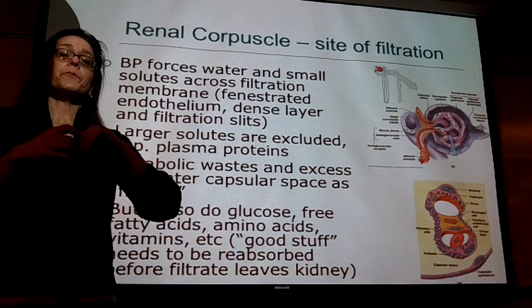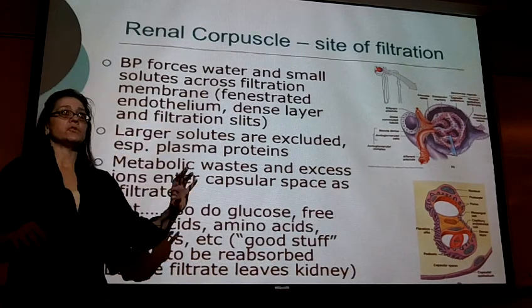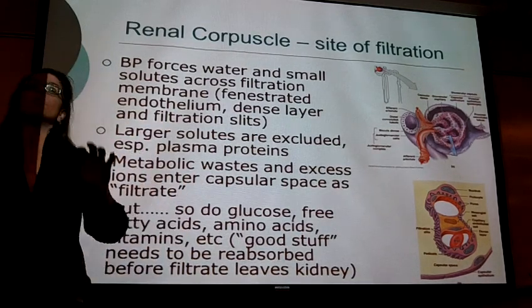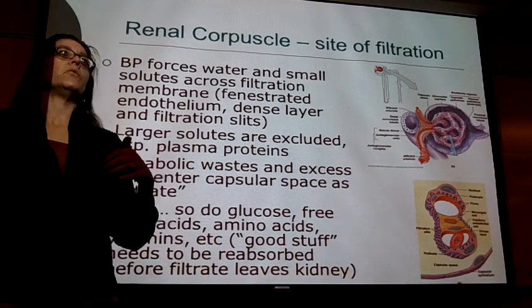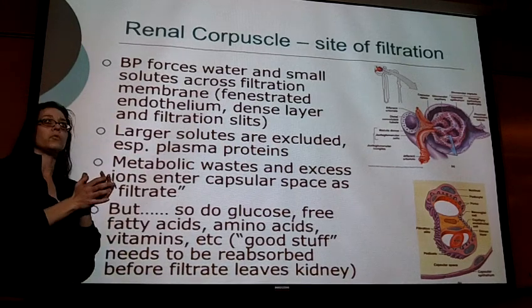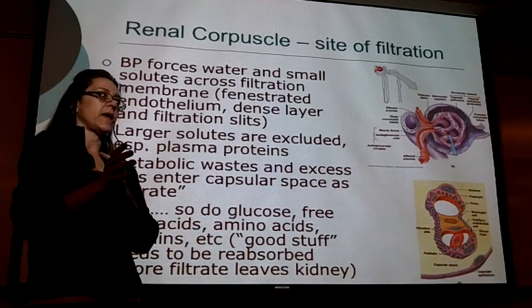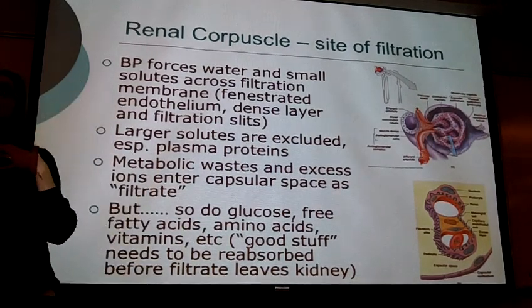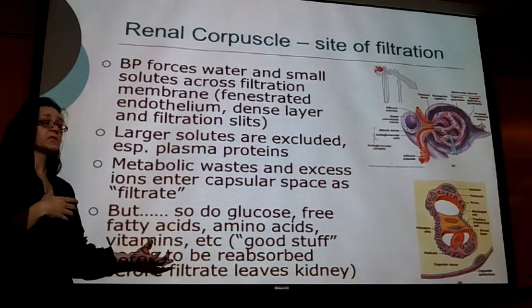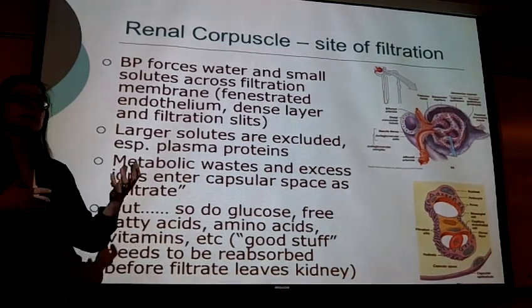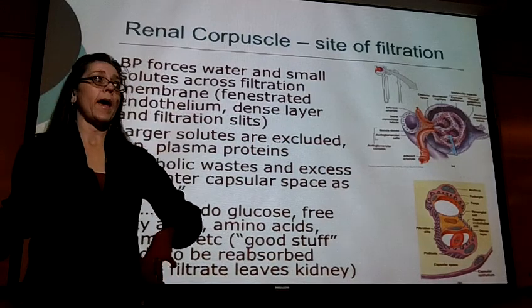So that means once that filtrate gets into the tubule, then we're going to have to reabsorb most of that material. We're going to have to take it from the tubule and put it back into the blood, back into the peritubular capillaries so that we can keep those good things. And that's what reabsorption does. It allows us to get that material back.